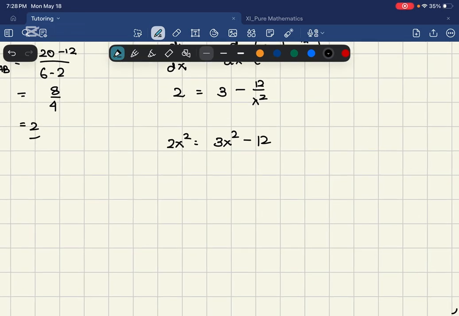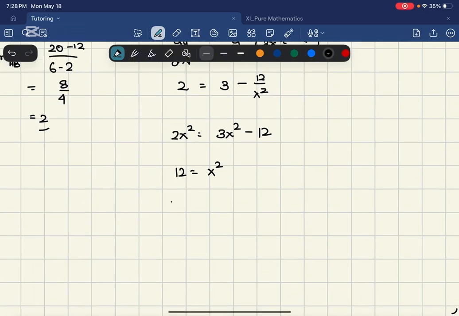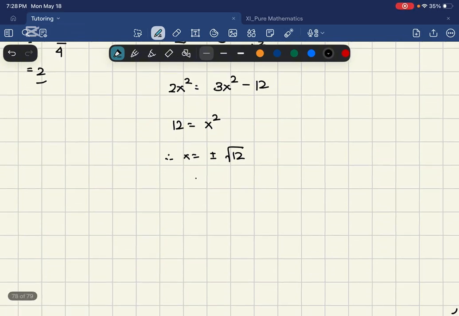I get this expression. So now if I rearrange, I get this expression. And therefore my x is going to be plus or minus the square root of 12, right? If I take the negative and I square it, I still get 12. If I take the positive and I square it, I still get 12. So I could write this as plus or minus 2 root 3. That is also okay.